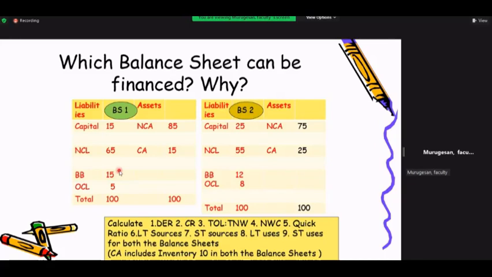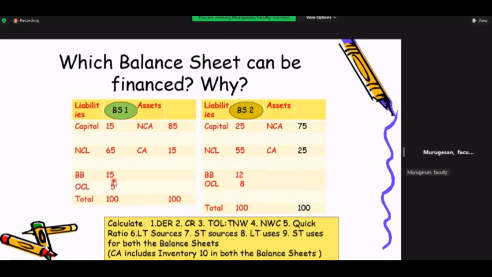What they have done is a serious mistake. What mistake have they done? Short-term funds have been used for long-term assets. It is called diversion. This is the first implication. Long-term assets should always be less than long-term sources.